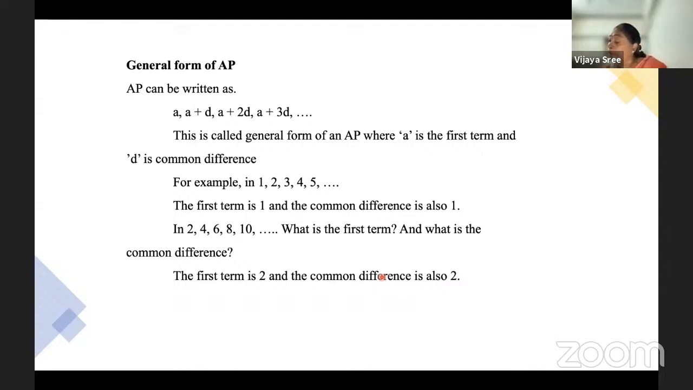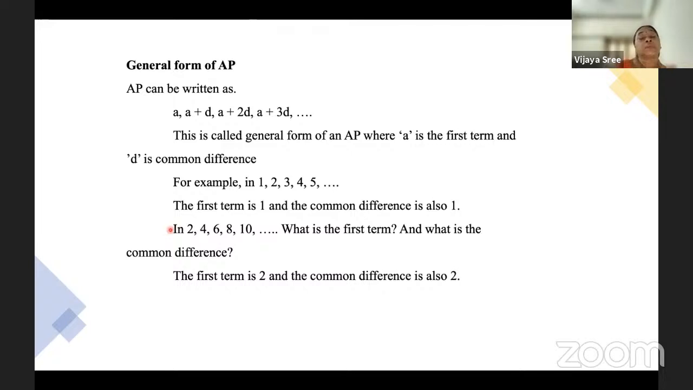General form of an AP. The general form of an AP can be written as a, a plus d, a plus 2d, a plus 3d, and so on. This is called the general form of an AP, where a is the first term and d is the common difference. For example, 1, 2, 3, 4, 5, and so on. What is the first term here? 1 is the first term. What is the common difference? 2 minus 1 is 1. 3 minus 2 is 1. So the first term is 1 and the common difference is also 1.